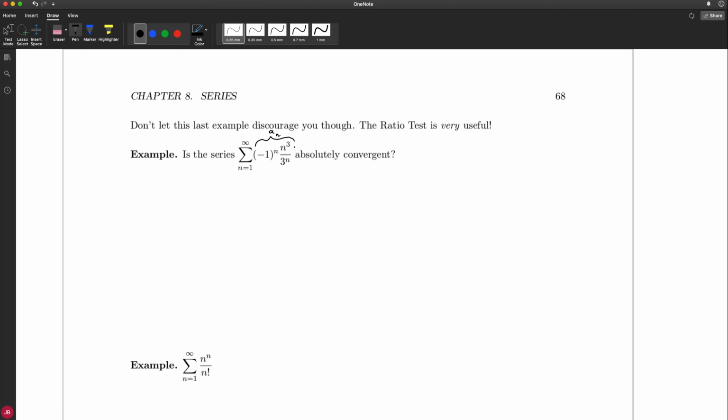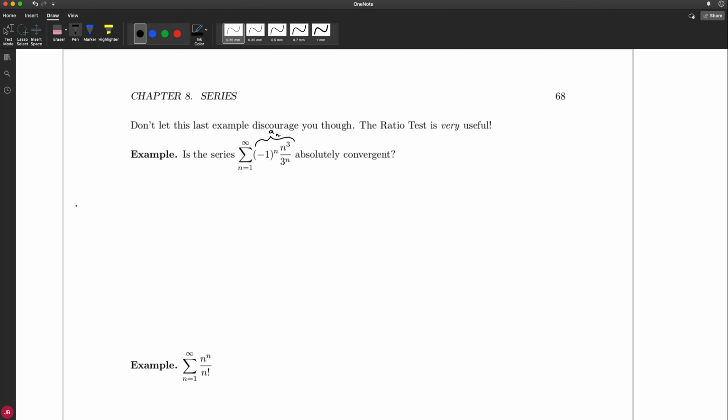You could try the alternating series test if you like, but maybe you don't know how n to the third over 3 to the n behaves. Maybe you don't know if that's decreasing or not. So let's just try it. Let's try the ratio test and see if we can conclude that this is absolutely convergent.